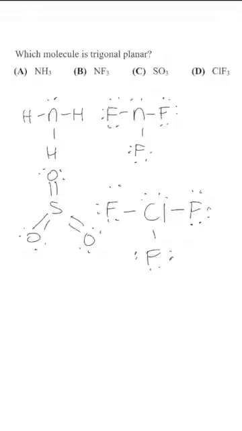So now we just need to find which one is trigonal planar. So NH3 and NF3 both have one lone pair on an sp3 hybridized nitrogen, so that means it will be trigonal pyramidal. ClF3 has 2 lone pairs and 3 bonds, meaning it will be T-shaped. And lastly, SO3 has 3 bonding domains and 0 lone pairs, meaning it will be trigonal planar.